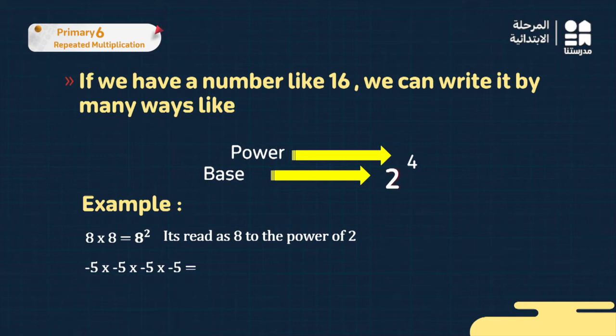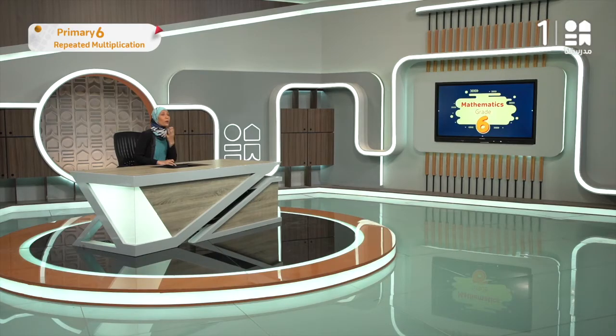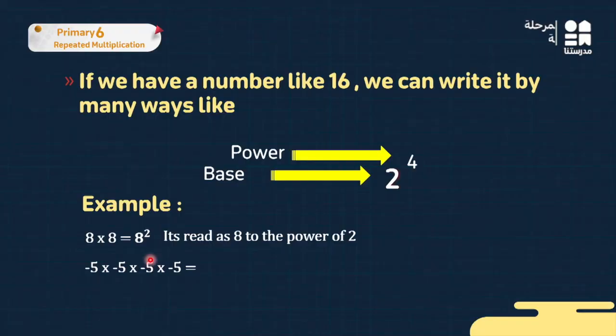Also, if I have a negative integer, I can make it -5 times -5 times -5 times -5. So my base here is a negative base. So I can write -5 to the power of what? I will count 1, 2, 3, 4. So -5 to the power of 4. I will read it as -5 to the power of 4. So this is the main idea of repeated multiplication and what it means. I have a base, I am repeat multiplying it a number of times, so my power will be this number.